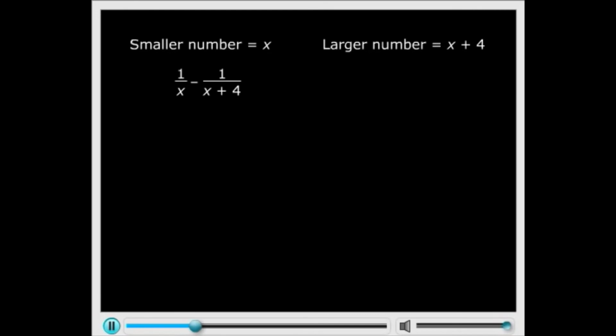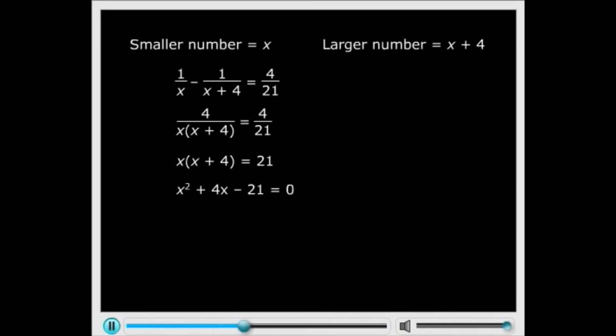We do what we normally do. We take the smaller number as x and the larger number, the difference is 4. So it is x plus 4. Now to the condition. 1 by x, the reciprocal of the first number, minus 1 by (x plus 4), the reciprocal of the second number, is equal to 4 by 21. A bit of manipulation, cross multiplication, and we have our quadratic equation. x squared plus 4x minus 21 equals 0.